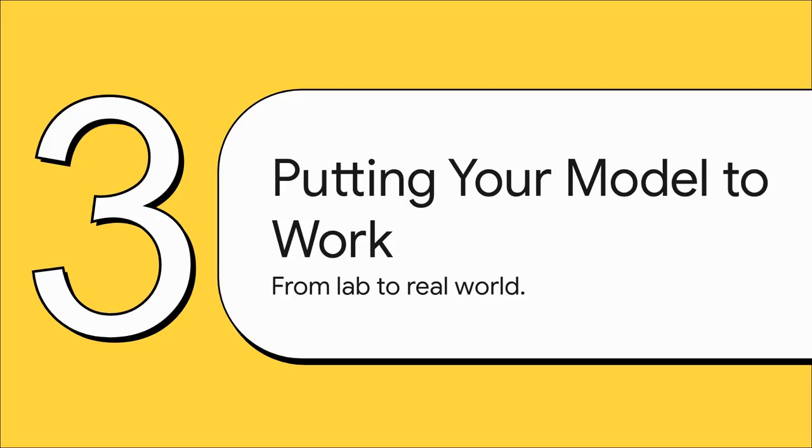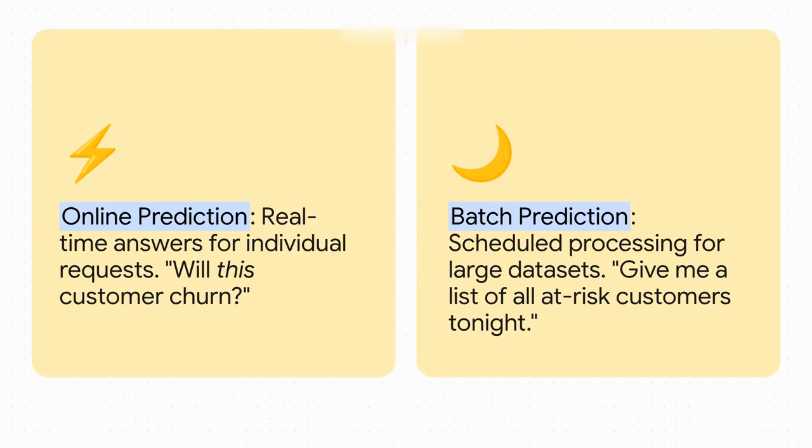It's graduated. So what's next? It's time to put it to work. We're moving it out of the research lab and into the real world, where it can actually start doing its job and providing value. When we go to deploy, we've basically got 2 main flavors. The first is online prediction. Think speed. A customer service agent needs to know right now if the person on the phone is a churn risk. That's online. The other option is batch prediction.